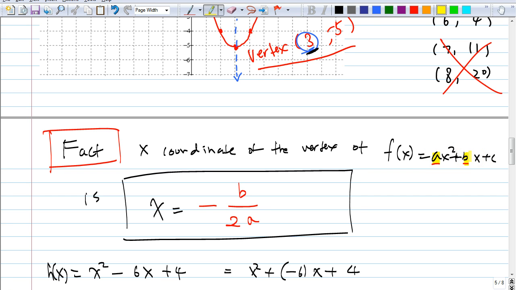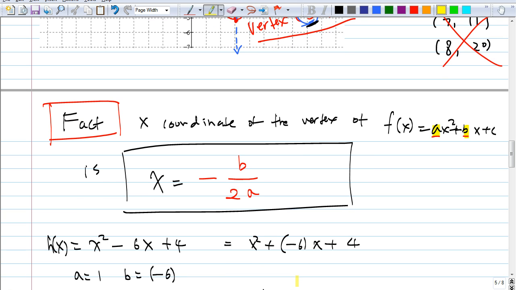So what's your a in this one? 1. You see, the invisible 1. What's your b? Is it 6 or negative 6, guys? Negative. Because once you change it to addition, it's a lot more clear to see that it's negative 6. So a is 1, b is negative 6. Everybody go ahead and plug into this formula. See what you get. What do we expect to get? What was the x coordinate of our vertex? It was 3. Did we get 3? Go ahead, plug it in. I'll give you time.